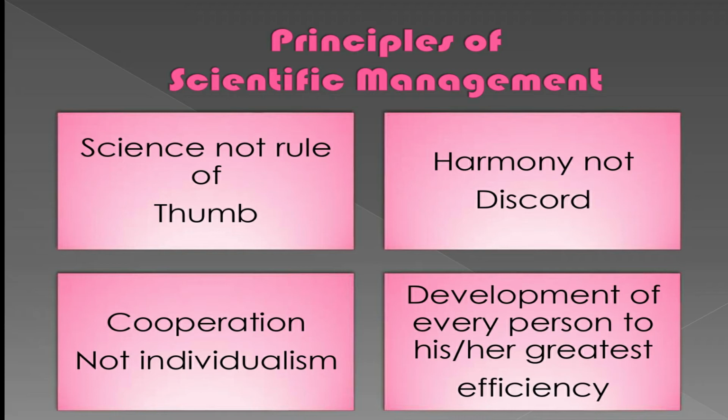The final principle is development of every person to his or her greatest efficiency and prosperity. Taylor believed that employees should be given proper training of the task they perform because no human being is perfect and there is always a scope of improvement. Moreover, training and development improve the competency, skills, and learning of the workforce.